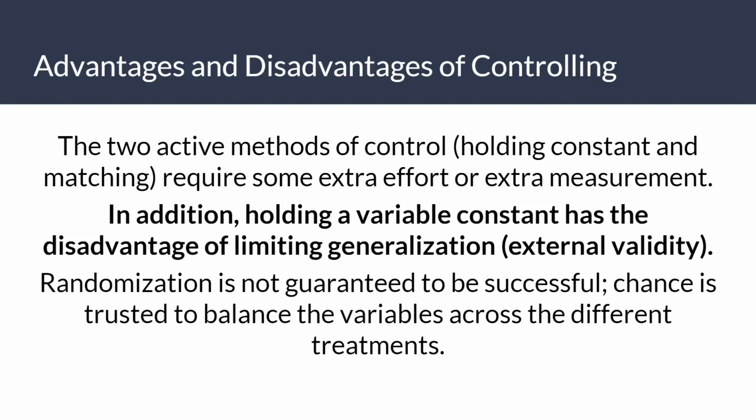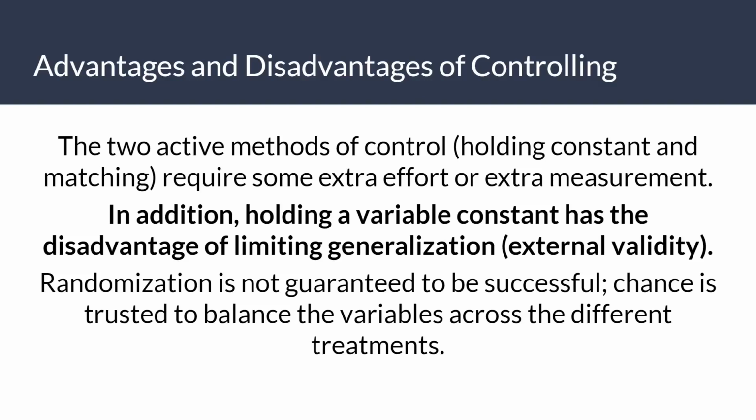Now let's talk about the advantages and disadvantages of controlling. The two active methods of control, holding constant and matching, require some extra effort and extra measurement. For example, in holding constant, you will only get people with low IQ to participate in your treatment. Then, in order for you to do that, you need to measure their IQ first.